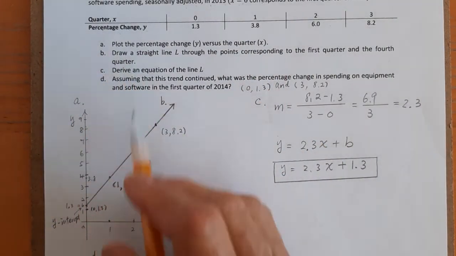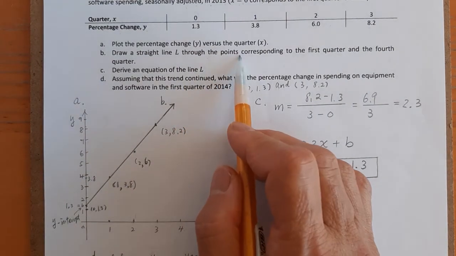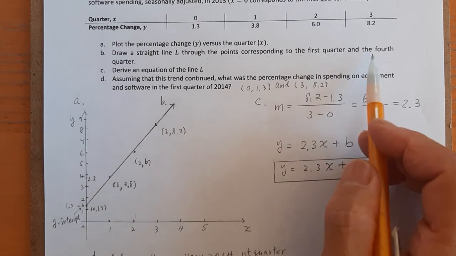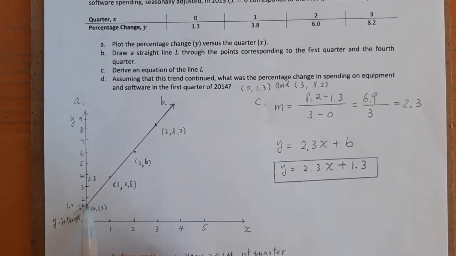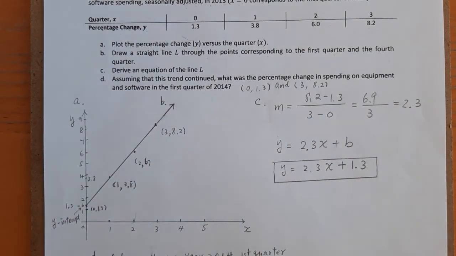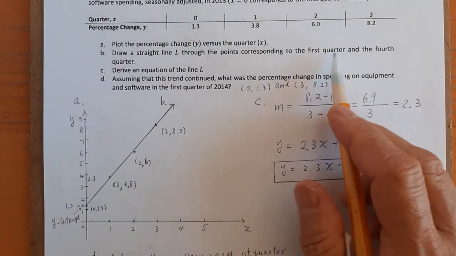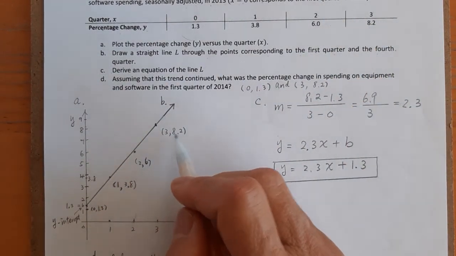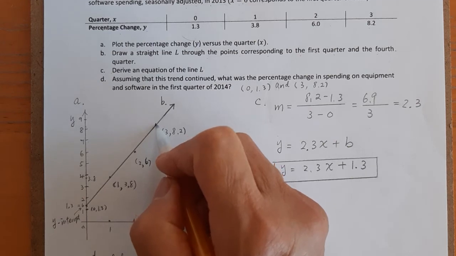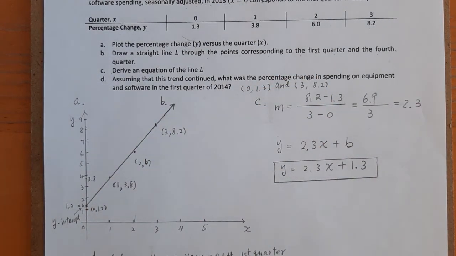B, draw a line L through the points corresponding to the first quarter and the fourth quarter. The first quarter is when X equals 0, the point (0, 1.3). Connect it with the fourth quarter, when X equals 3, Y is 8.2. This point and this point connect together to get the line.